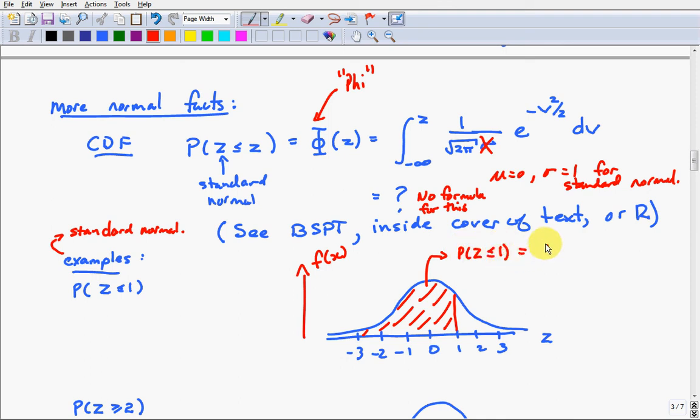Or in the notation we have above, you could write that as big phi of 1 as well. So we need to calculate that probability, or look it up in a table, or use R to do that. So what I'm going to do here is show you how we can look that up in a standard normal table. I'm just going to switch to another application where I have a copy of the standard normal table open in the BSPT.